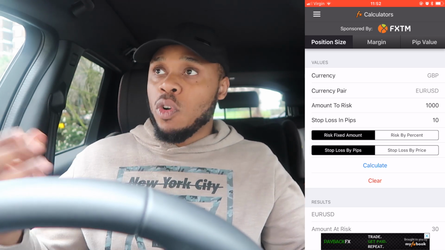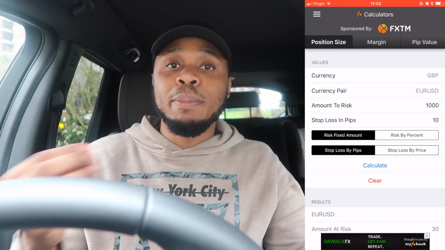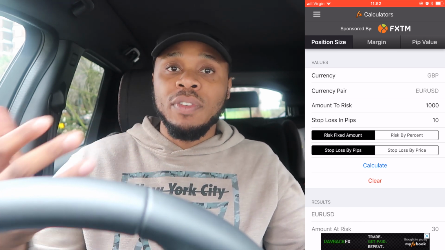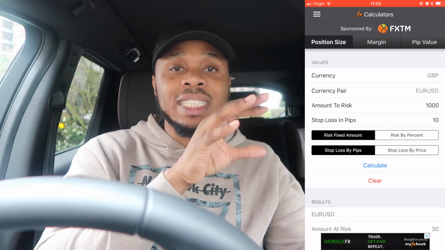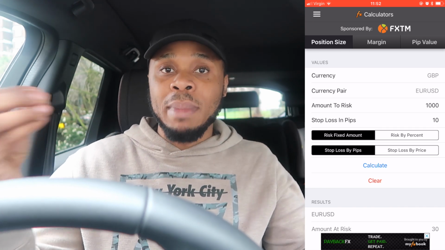Let's just say, for example, you have a £1,000 account, you're risking 3%, which is £30. Each currency pair gives off different amounts. So you need to use the position size calculator to pick the right lot size in order for you to make the correct amount of money, right?